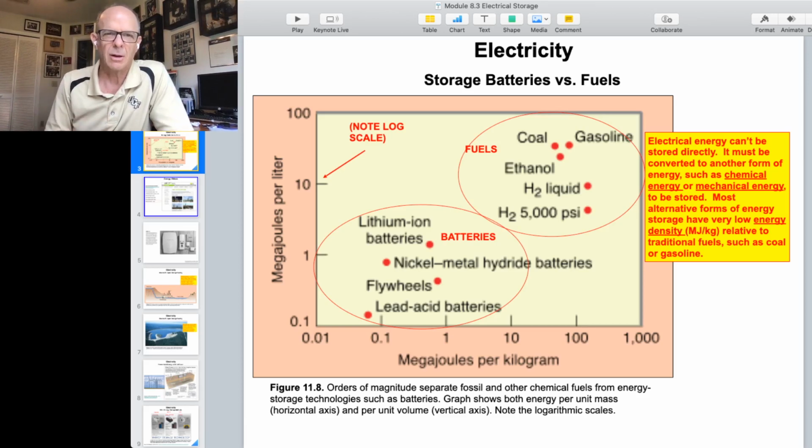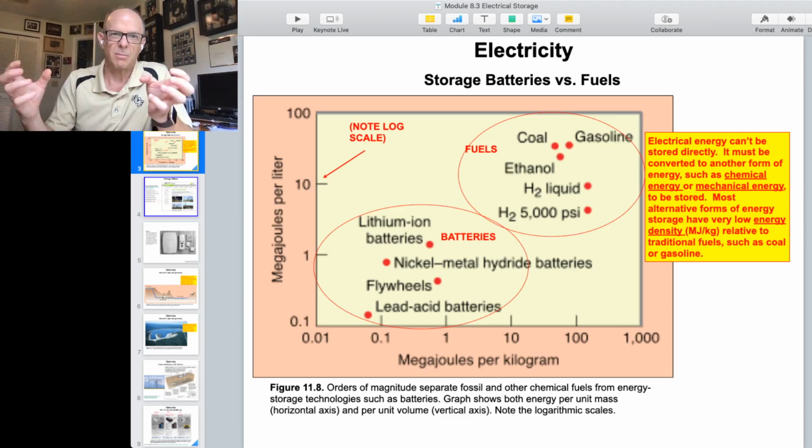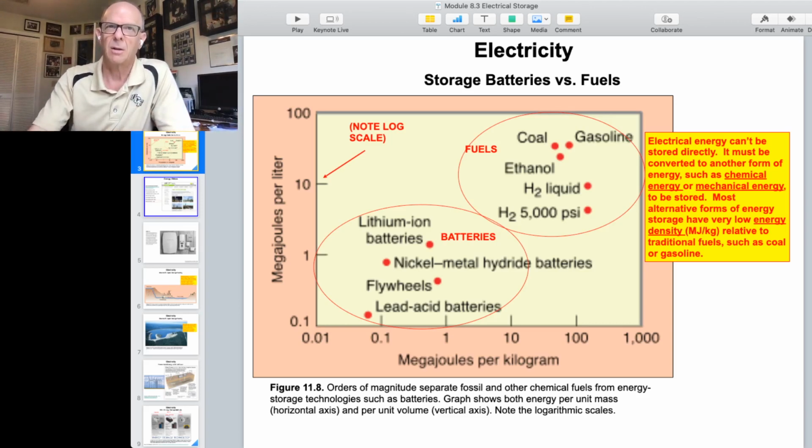There'll be some inefficiencies there, as there are with any storage. So H2, it's very easy to create it electrically from water. Water is H2O. Put electricity into water, it splits into H2 and O. Separate them, then you just recombine them in a fuel cell and you get the electricity back out.